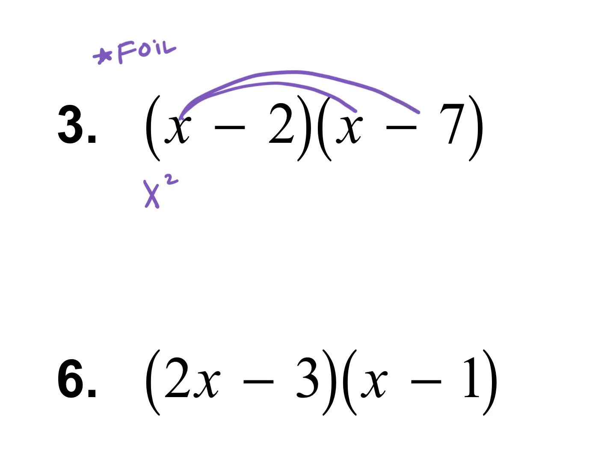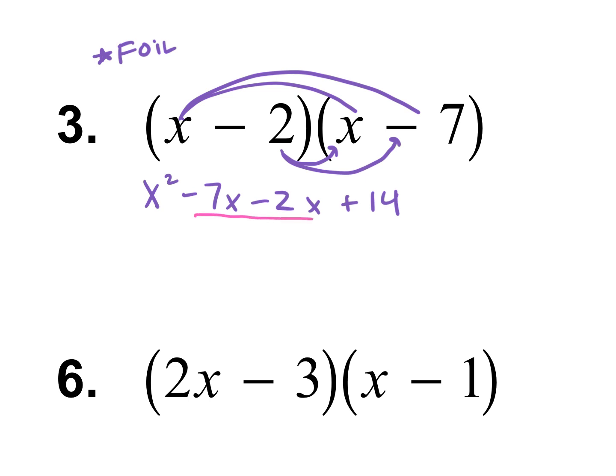What's x times negative 7? Negative 7x. The insides: negative 2x. And then the last. What's negative 2 times negative 7? Positive 14. What's the last step we have to do?